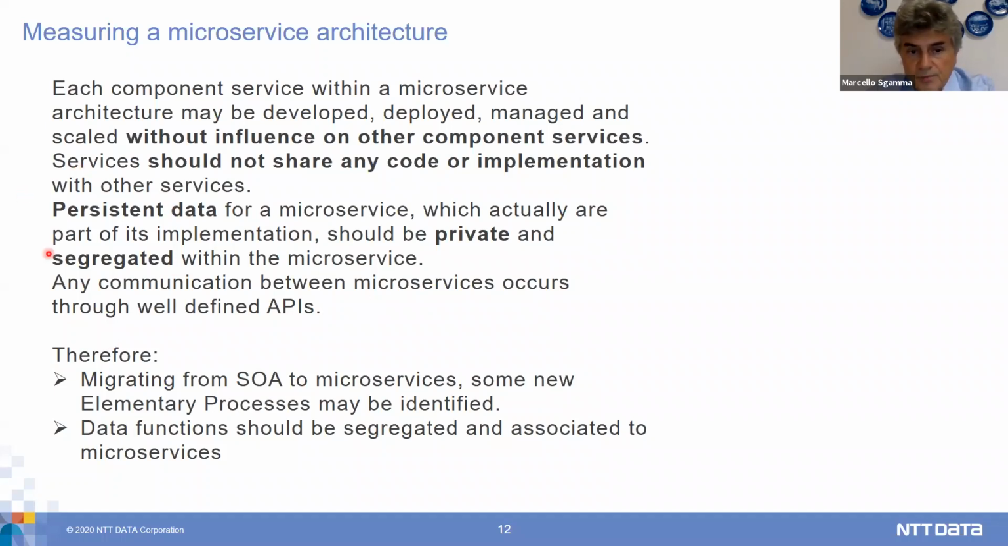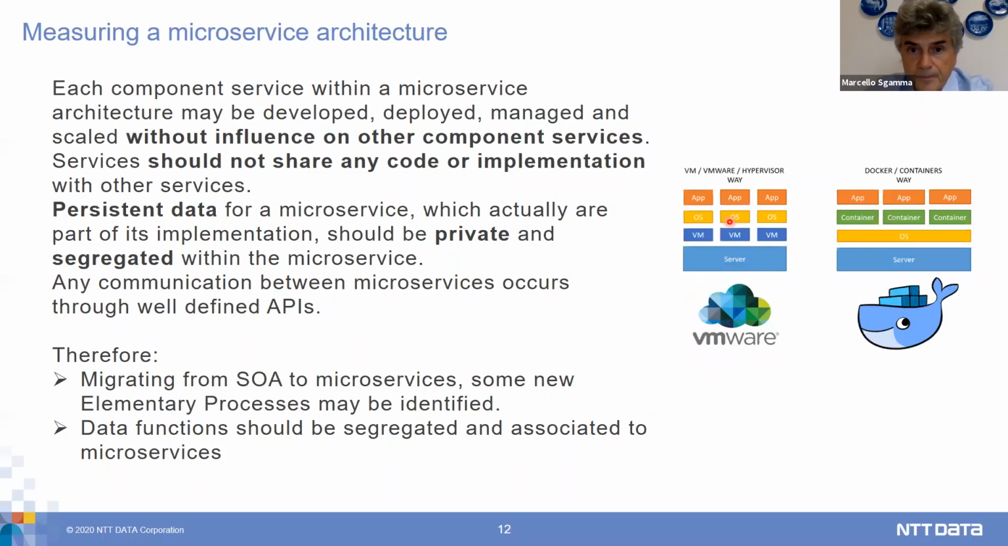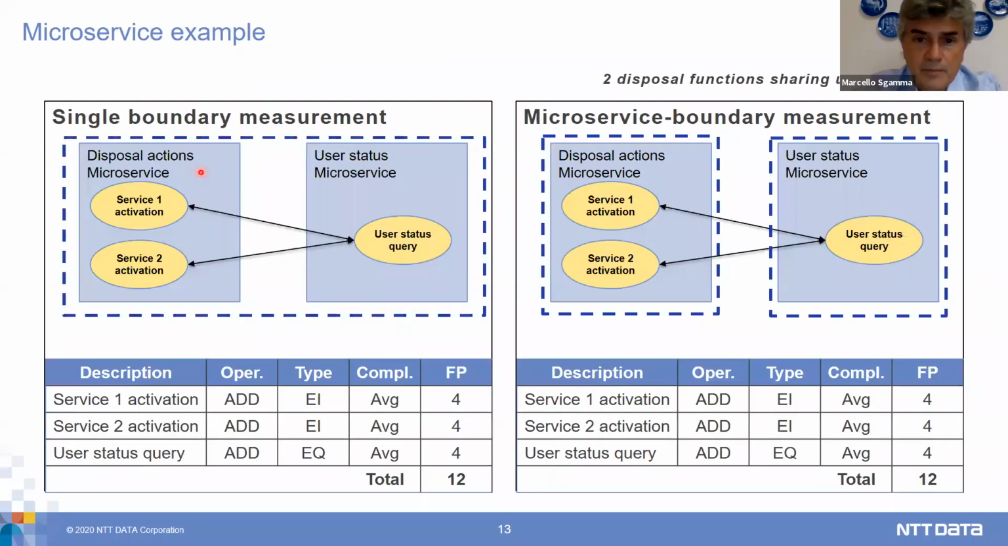When migrating from SOA architecture to microservice architecture, some new elementary processes may be identified because some operations may become evident within the architecture. But anyway, data functions should be segregated and associated to microservices. Therefore, let's see an example. A microservice example.